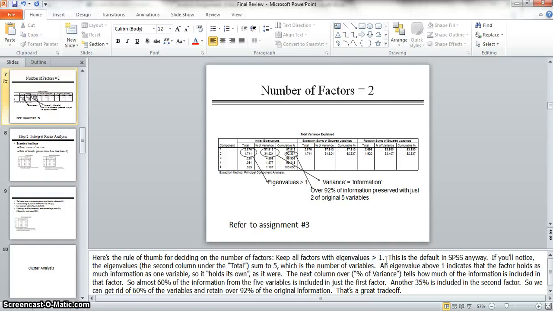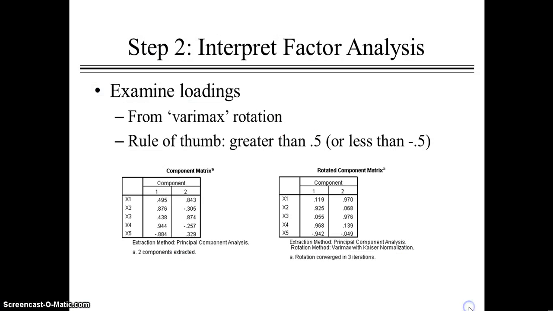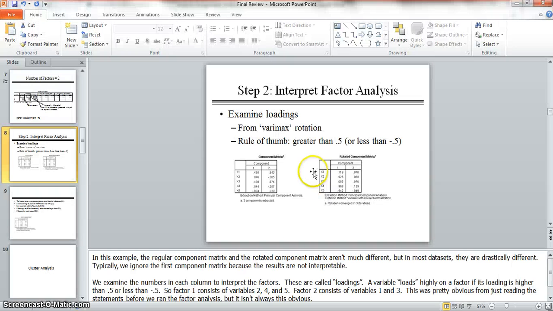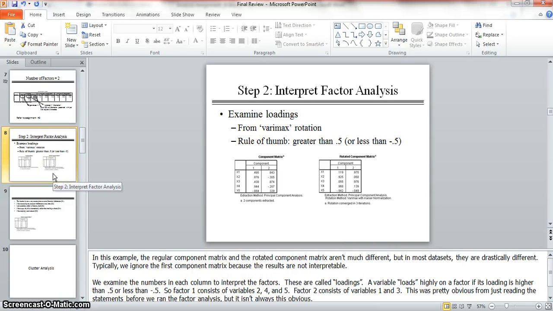Another rule to remember: which numbers to include in a factor. If you remember, it says right here, rule of thumb, greater than 0.5 or less than negative 0.5 when doing a factor analysis. So when you create new factors, you'll only include those. That's another thing you're going to have to remember, and really refer to assignment number 3 if you're confused.